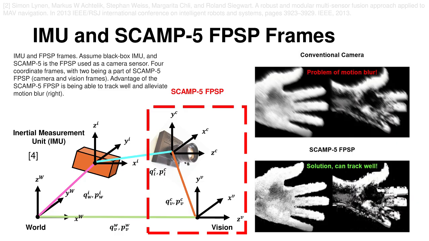This is basically the framework where our frames here are listed. We have the IMU, it could be a black box IMU, and you can see here we are fusing vision and IMU with a SCAMP5 FPSP. Again, the conventional camera technology would basically have motion blur, but our SCAMP5 FPSP can track very well. And so that is our contribution.